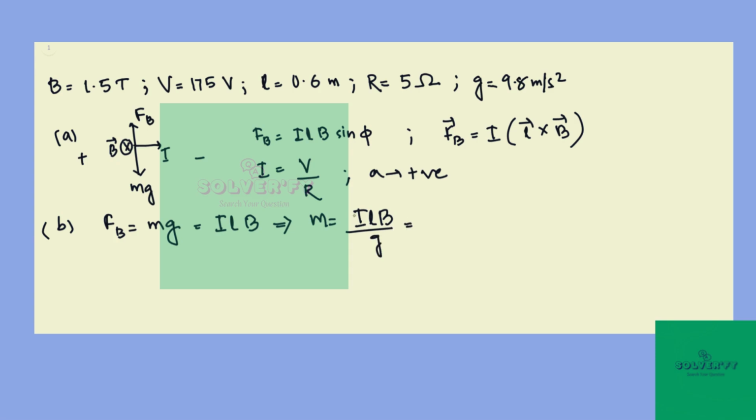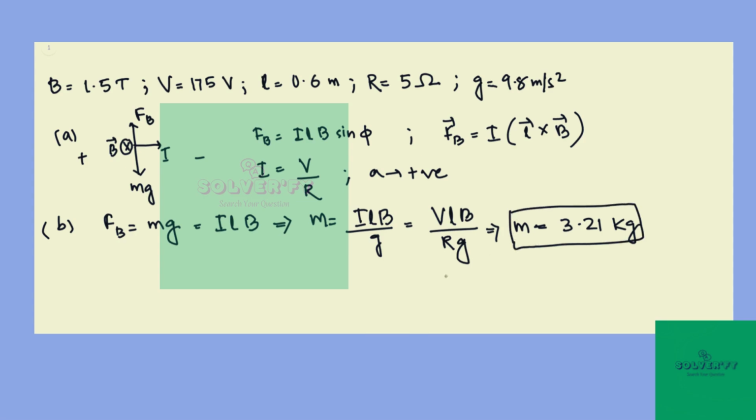And we can use the equation of I from here in here. So this is going to be equal to V L B over R g, and we solve it and we get the value of mass to be 3.21 kg.